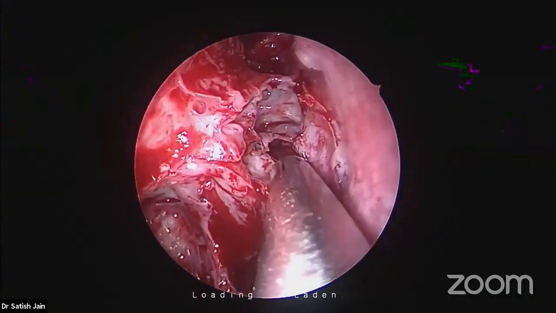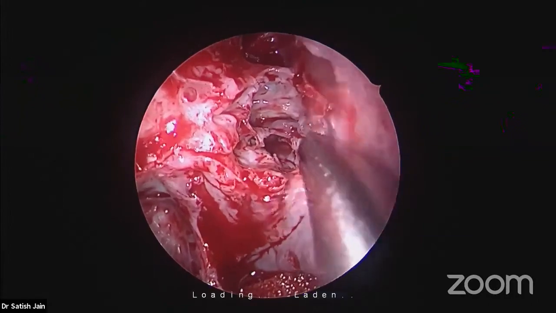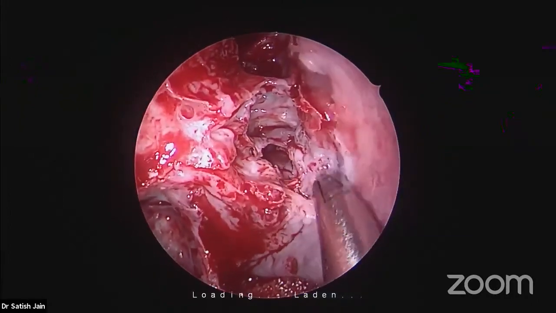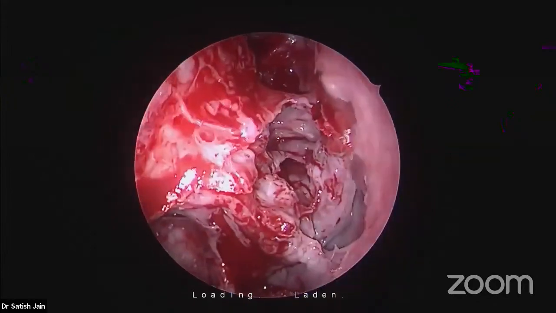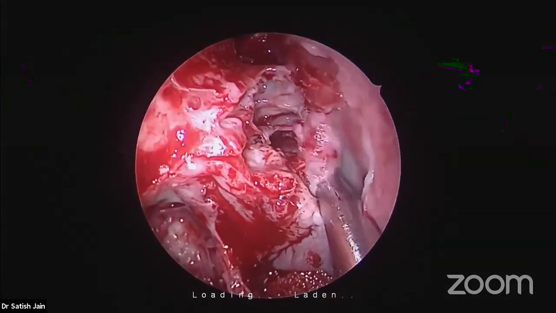So I will go here medially at the same point. See this? Medially and find the superior turbinate. Can you see? Superior turbinate. See the superior turbinate?